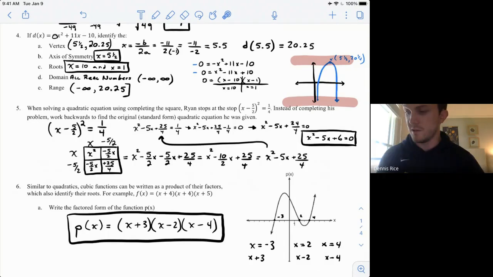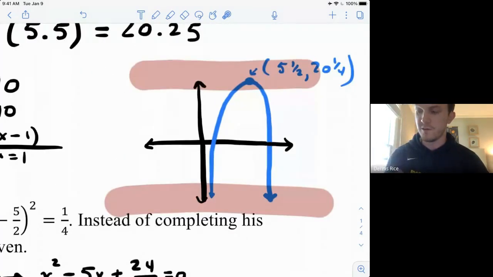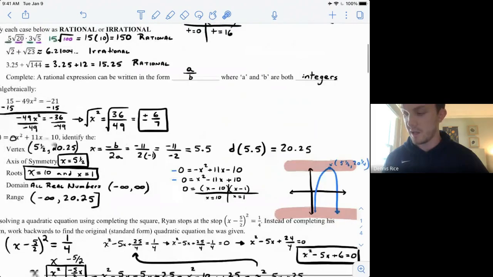Now for the range, that's what I explained as like, what's the lowest the graph goes, what's the highest. So this graph didn't have a cutoff in terms of how low it went. It did have a cutoff in terms of how high it went. The highest it went was 20.25. Range is your y values. Domain is your x values. Domain, you're looking left to right. Range, you're looking up and down.